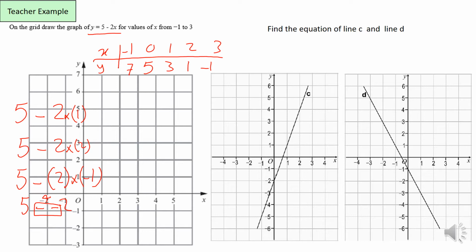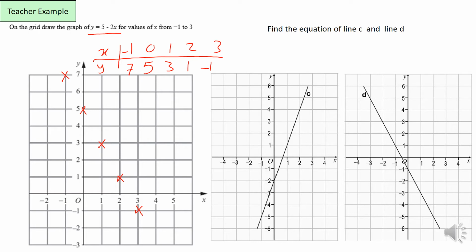All you need to do is to plot them on the axis. Okay, so let's plot them. The first one is -1 and 7. So -1 across the corridor and then 7 up the stairs. That's your first one. 0 and 5, across the corridor 0, up the stairs 5. 1 and 3. 2 and 1. And 3 and -1.